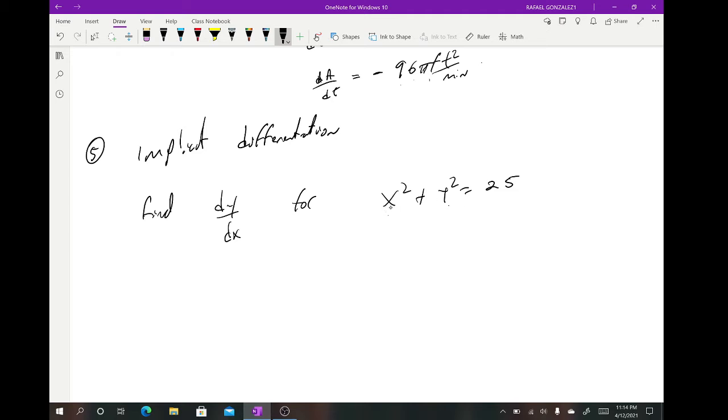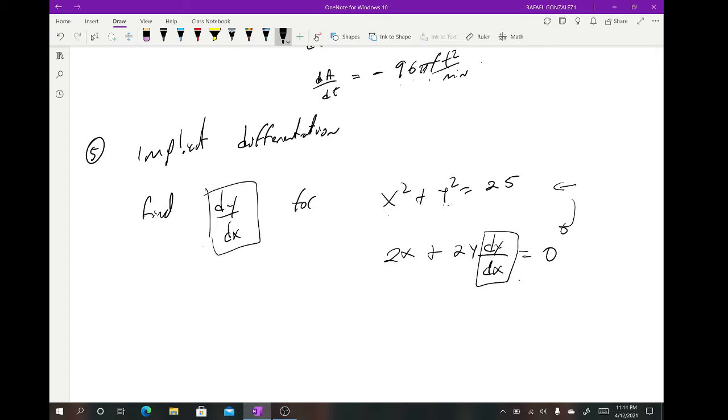So let's take the derivative. We have the derivative of x squared is 2x plus the derivative of y squared is 2y, but because we took the derivative of y, we're going to write dy/dx, or y prime. And that's equal to 0 because the derivative of a constant is 0. But notice that now we have introduced dy/dx into our problem. So now we simply have to solve for dy/dx. The calculus ended at this step when we took the derivative.